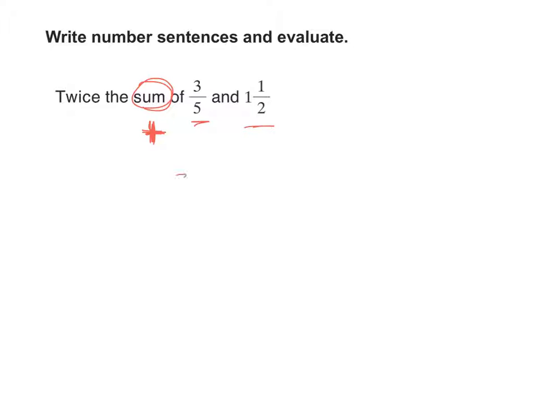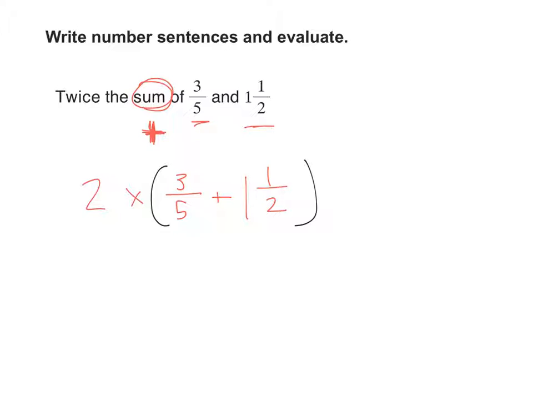So if I do 3/5 plus 1 1/2, is that the sum of 3/5 and 1 1/2? Now I want 2 times of that, twice of the sum. Is that correct? No. Because according to my order of operations, if I wrote that, what would I need to do first? 2 times 3/5. Is that what I want? No, I want 2 times the entire sum of 3/5 and 1 1/2. So I need to put parentheses so that I show that first I'm finding the sum.